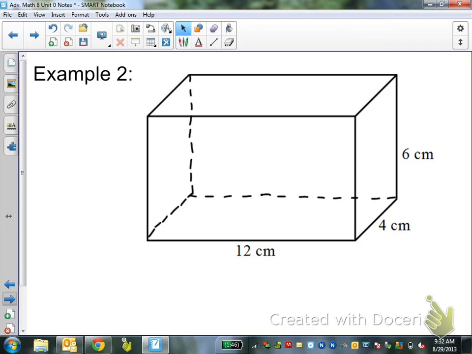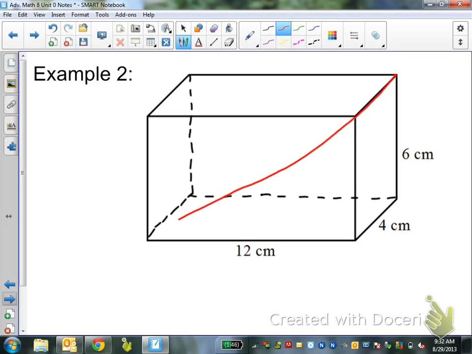Okay, let's draw the 3D diagonal that we're looking for. We are looking for the diagonal from this back corner all the way down to the front, down here at the front. I have one leg that's 6 centimeters, but I need to find the other. So I need to do Pythagorean theorem across the base of the bottom to find my other leg.